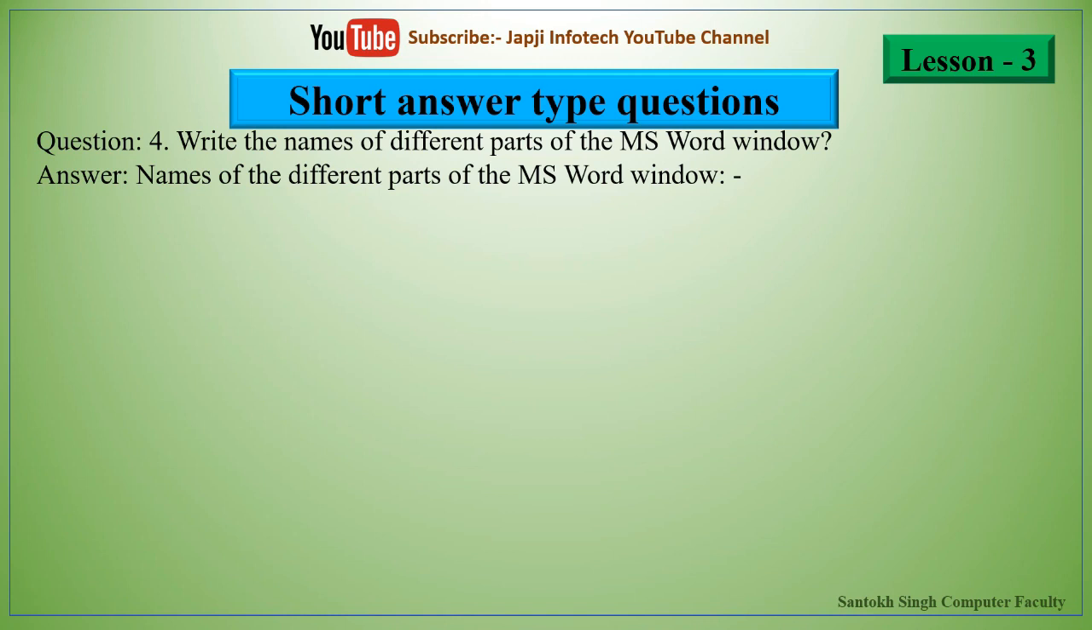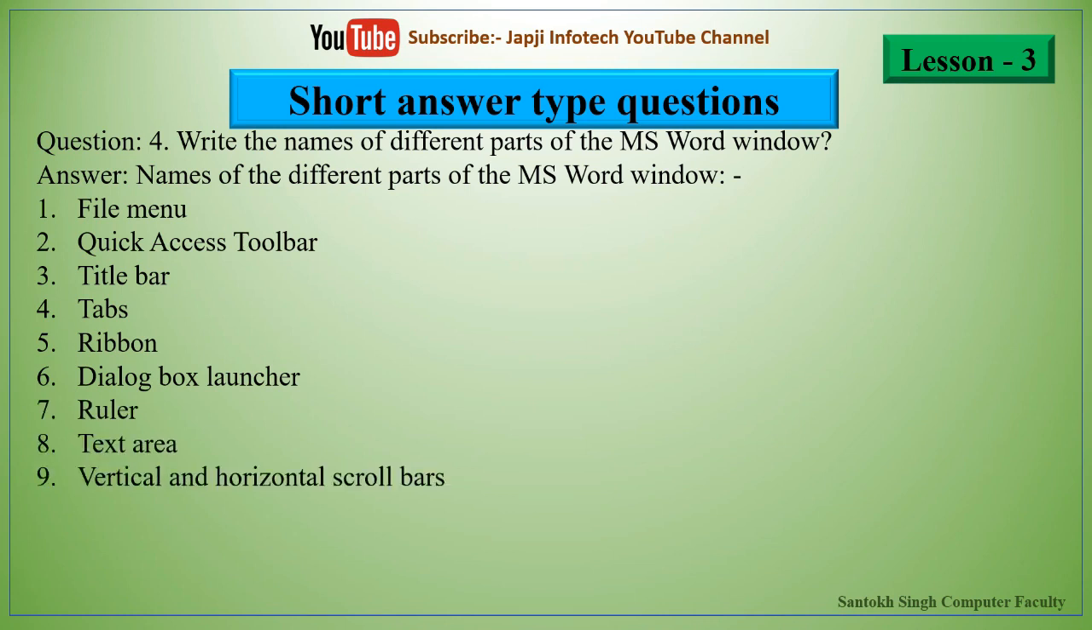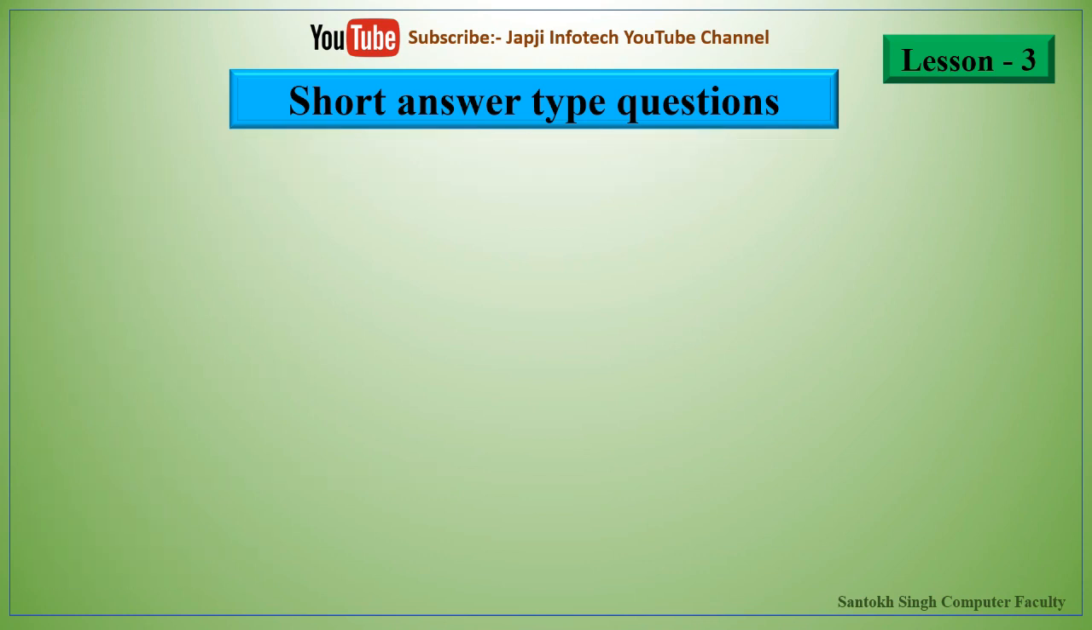So name of the different parts of the MS Word window are: first one is file menu, second one quick access toolbar, third one title bar, fourth one tabs, fifth one ribbon, sixth one dialog box launcher, 7th one ruler, 8th one text area, 9th one vertical and horizontal scroll bar, 10th one status bar, 11th document view, 12 zoom slider.